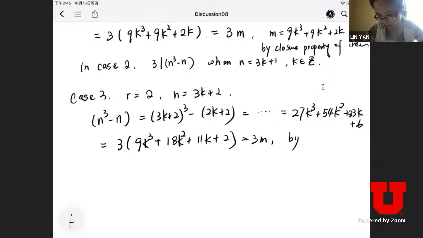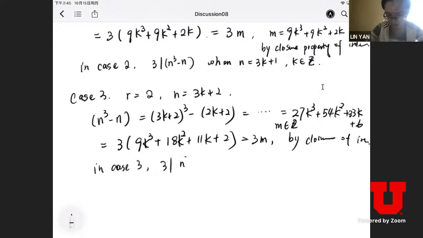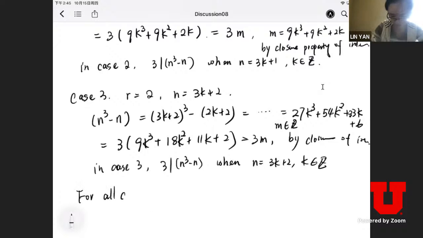Okay, m is an integer by the closure property of integers. So in case 3, n cubed minus n is divisible by 3. So for all cases, we prove it.